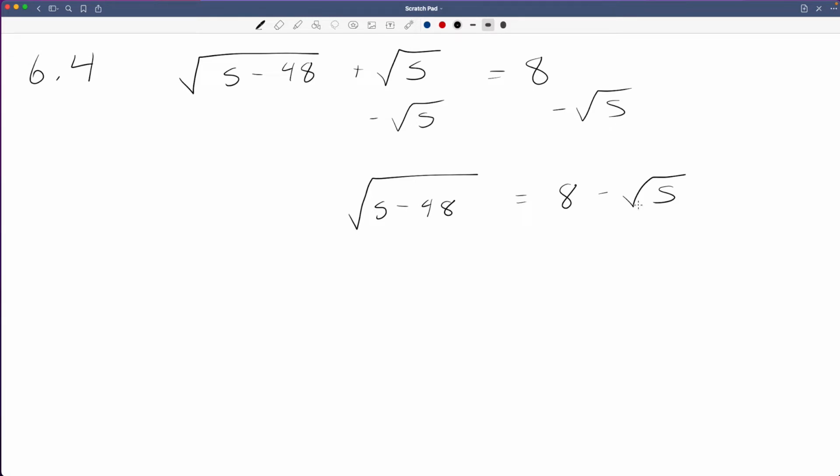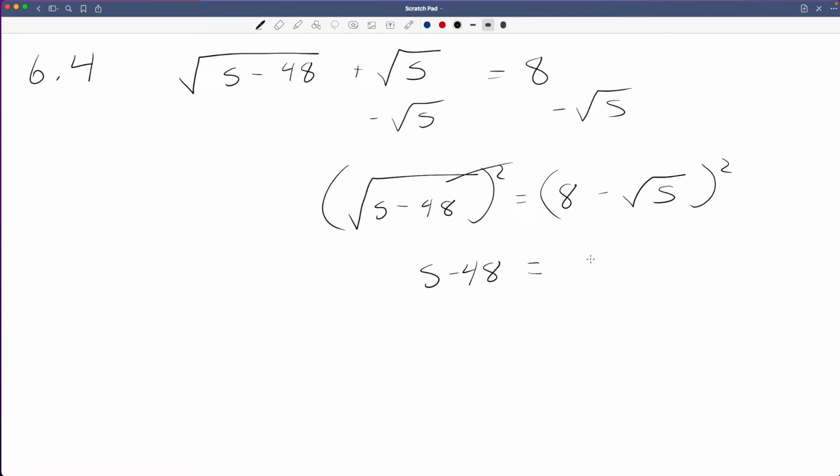So now we're going to square both sides. We're going to do this right here, and we're going to do this right here, right? Now when we square both of these sides, this goes away. So this side is easy. We don't have to do any math over here.